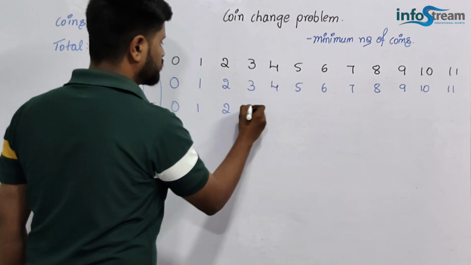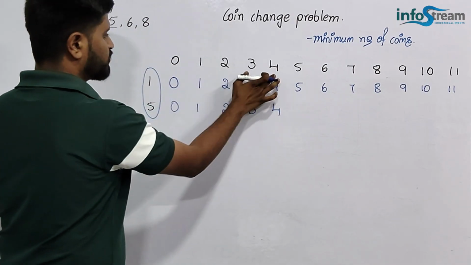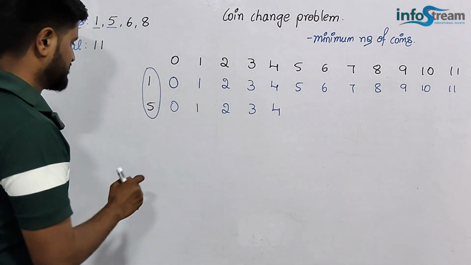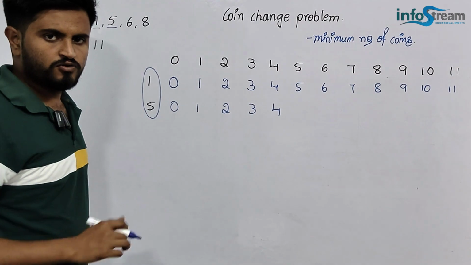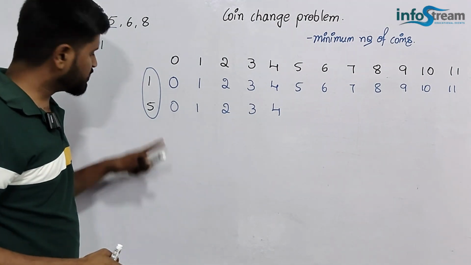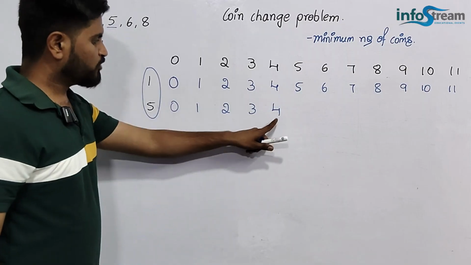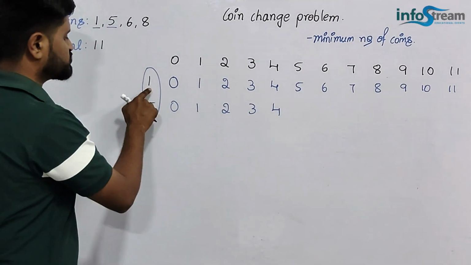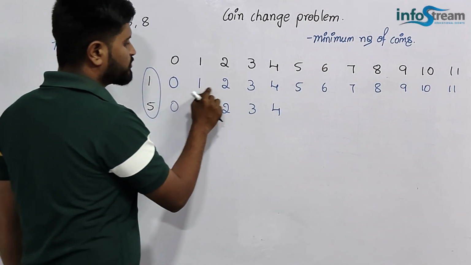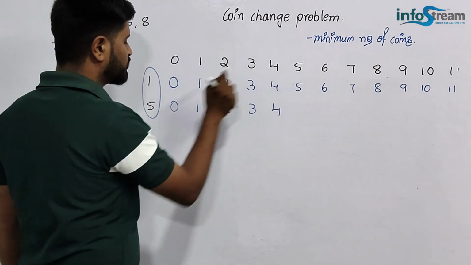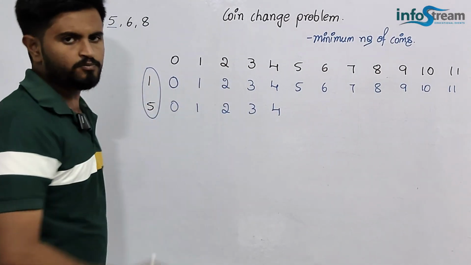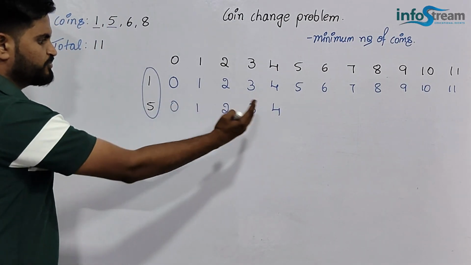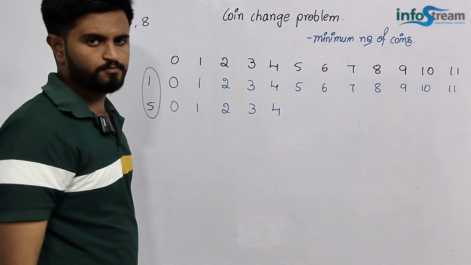0, 1, 2, 3, 4. Up to 4, that is from 0 to 4, you will copy the value from the previous step. Why do I say this? Now I am having the 5 rupee coin. If I want to give a change of 1 rupee, will I use the 5 rupee coin? No. If I want to give 4 rupees as change, will I use the 5 rupee coin? No. I will be just using the 1 rupee coins. So whatever values I had from 0 to 4 in the 1 rupee coin row, I just copied them directly below. So the simple trick is, before the value of the coin you have inserted, all the values will be copied from the previous step.